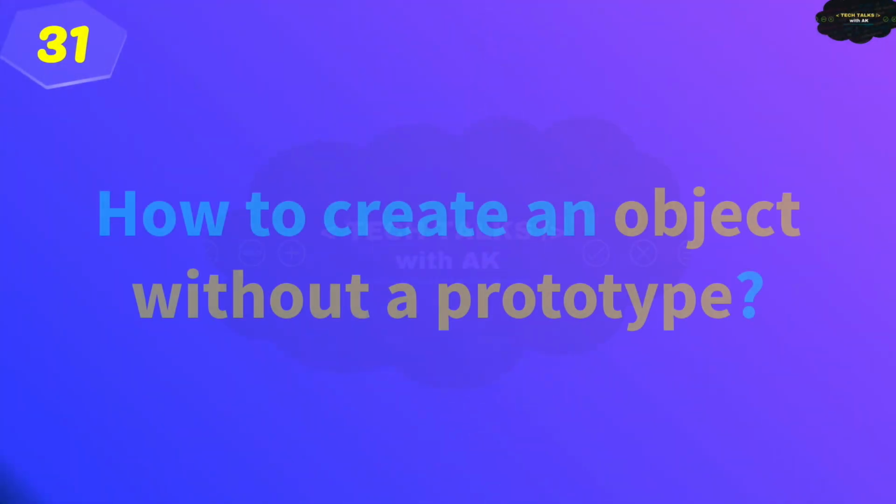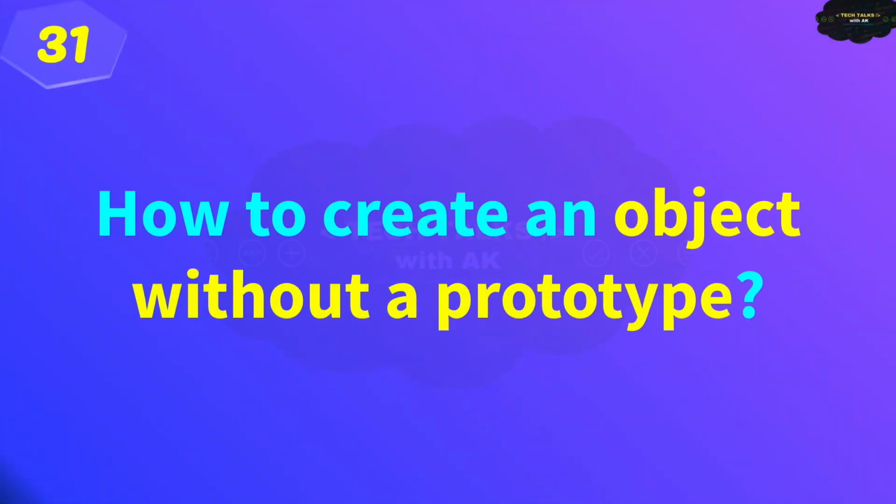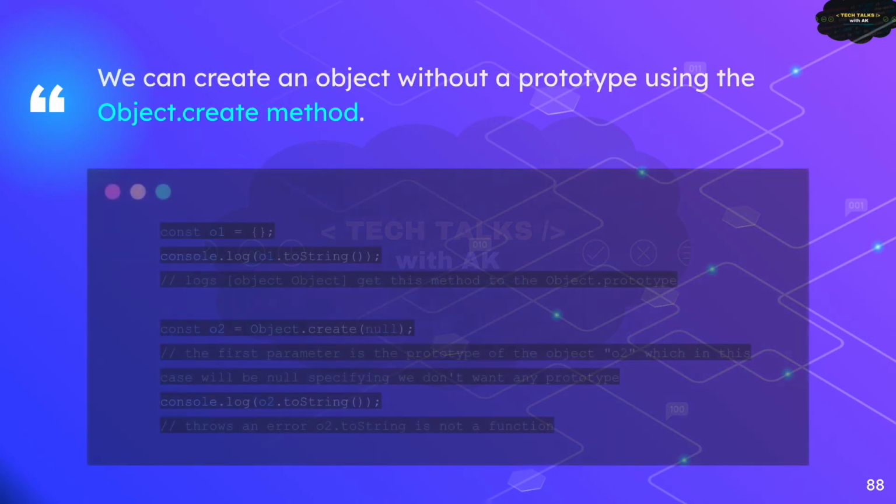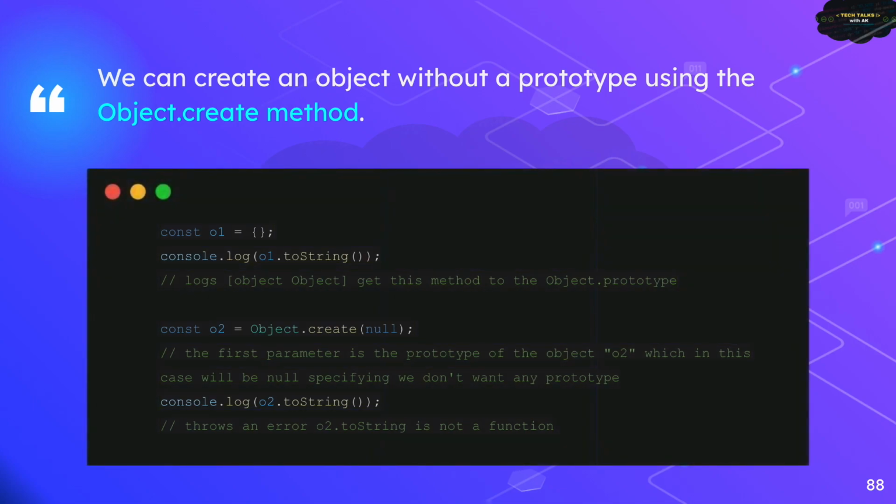Next question is, how to create an object without a prototype? And the answer is yes, we can create an object without a prototype using the Object.create method. Here are some examples. If we say object1 is equal to empty and we console log object1.toString, it logs the object, as it gets this method from Object.prototype.